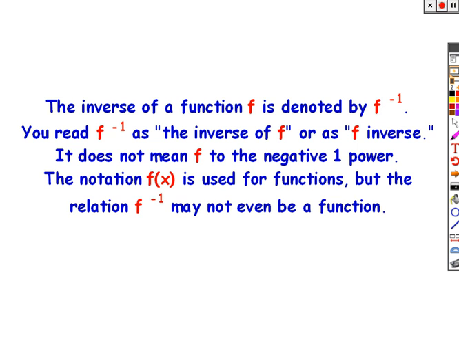Okay, so what does this mean? Well, before we look at an example, the inverse of a function is denoted by this right here. So just so you know, this is read the inverse of f, or f inverse. It does not mean f to the negative 1 power. So if I see this, do not read it as f to the negative 1 power. I know we just studied exponents, but in this case, this is read the inverse of function f. And the inverse might not even be a function, so it might just be a relation. Remember, to be a function, each input would have to have one output.